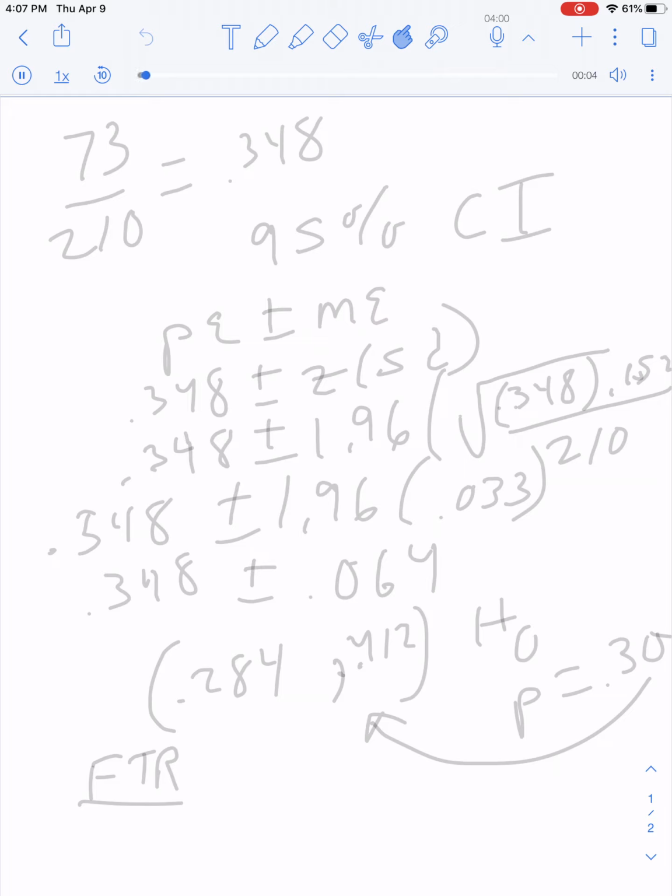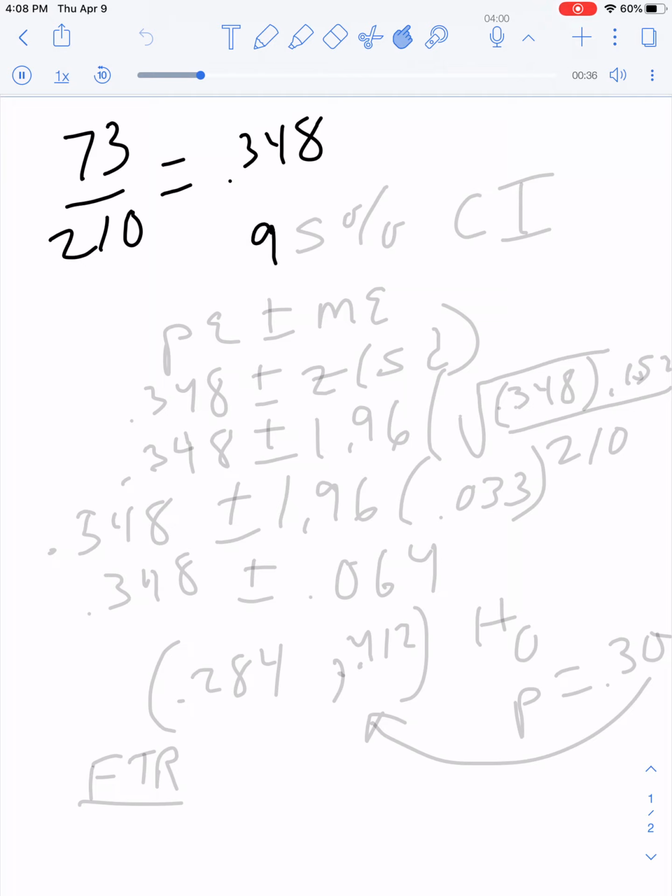Okay, what I want to do here is do the same problem we just did, but show a confidence interval to back up your test. Because many times on the AP exam, they'll either give you a confidence interval or they'll give you a hypothesis test. So on the previous problem, the percent of red cars we see on the road, I came up with 73 out of 210, for a percentage of 0.348.